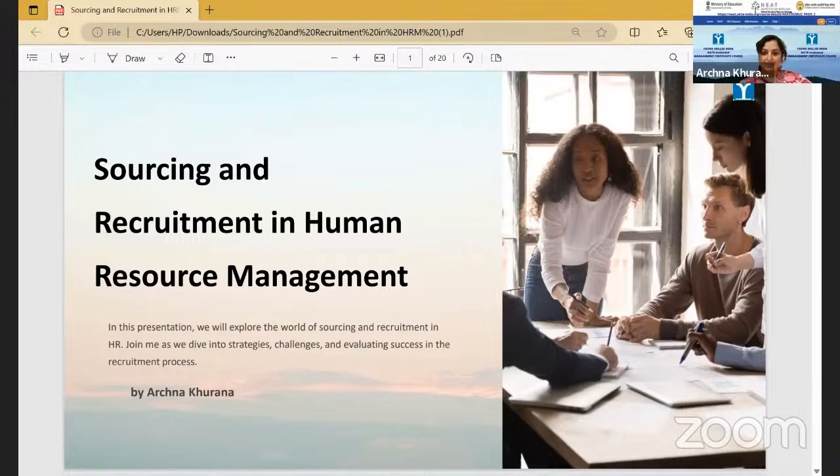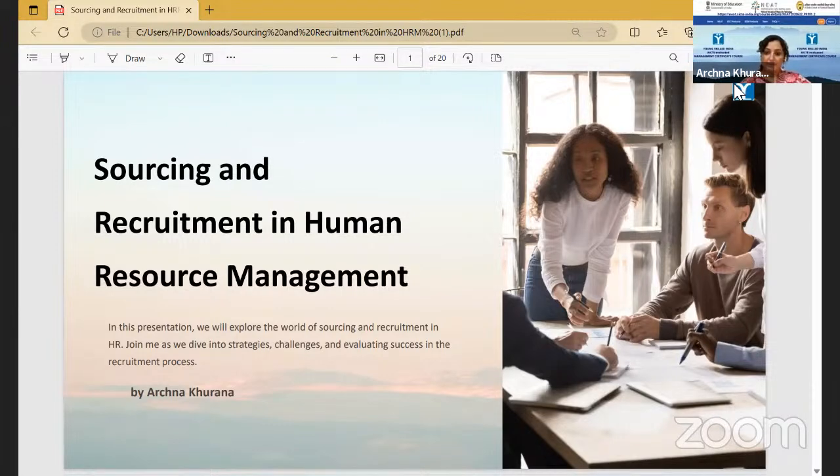Now, generally when we talk about sourcing and recruitment in human resource management, it becomes our second most important topic, because everything that goes around in an organization is purely and actually done to bring the right kind of people into the organization, and that too at the right time. So understanding this topic is as important as manpower planning, like we did.